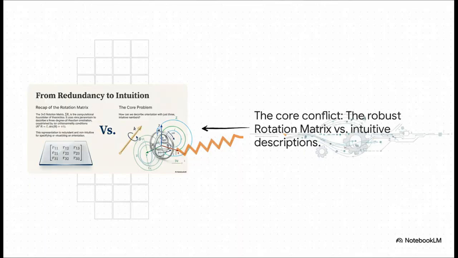Okay, so let's jump right into the core conflict here. On one hand, you've got the 3x3 rotation matrix. Now, this thing is a computational beast. It's super robust, but it's not how we humans think. And it's redundant. I mean, you're using 9 numbers to describe something that really only needs 3 degrees of freedom. On the other hand, you have these simpler descriptions that are intuitive, using just 3 numbers. So the big challenge is, how do we get the power and robustness of the matrix, but with the simple, intuitive feel of a 3-number system?